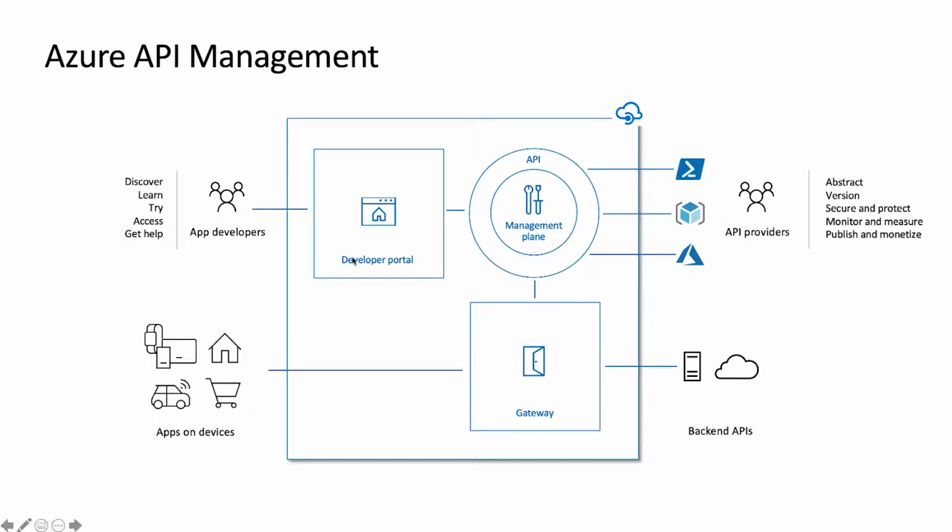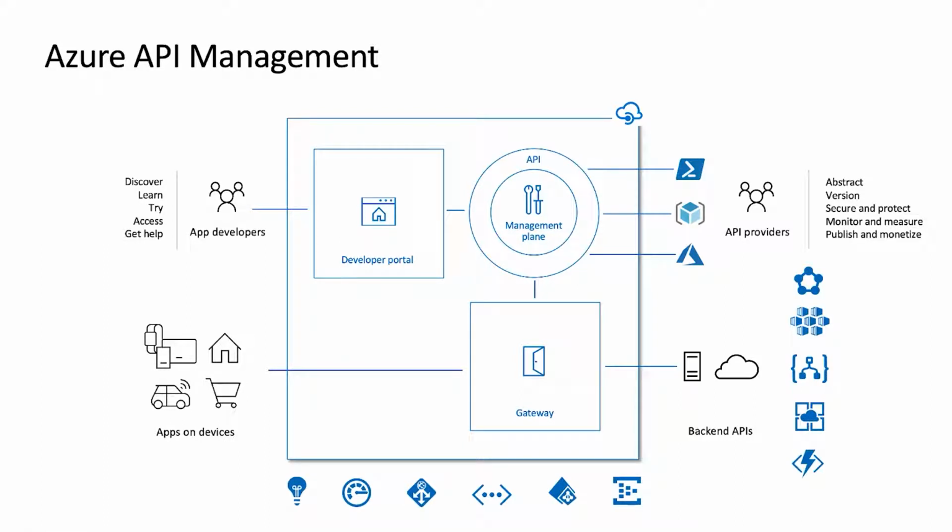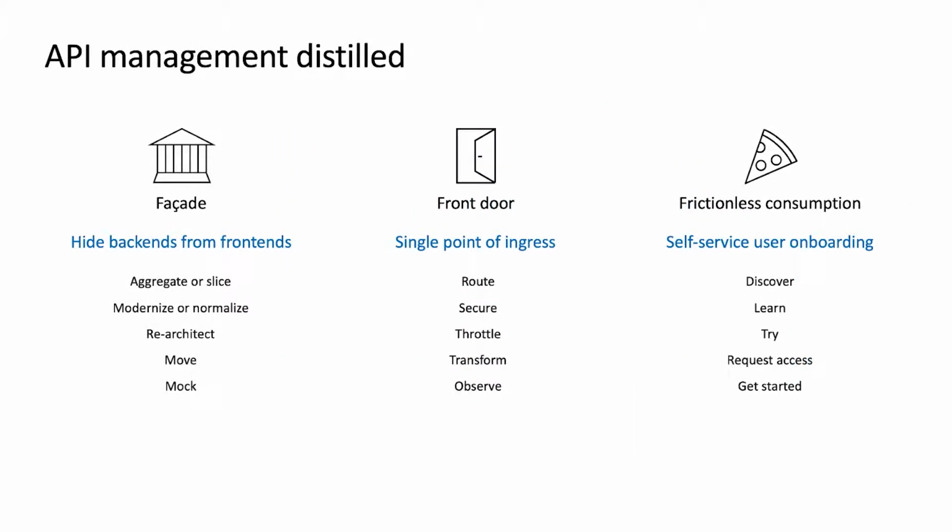In addition to the gateway, API management comes with a developer portal. This is a self-service portal that allows developers to discover, to learn, and to get access to all your APIs. Finally, there is the management plane, which is our ARM APIs for configuring and managing the API management instance. And obviously, API management integrates well with other Azure services so that you can easily use them together with API management. In a nutshell, API management provides a facade and a front door for all your APIs, and it also allows frictionless consumption of the APIs via the developer portal.